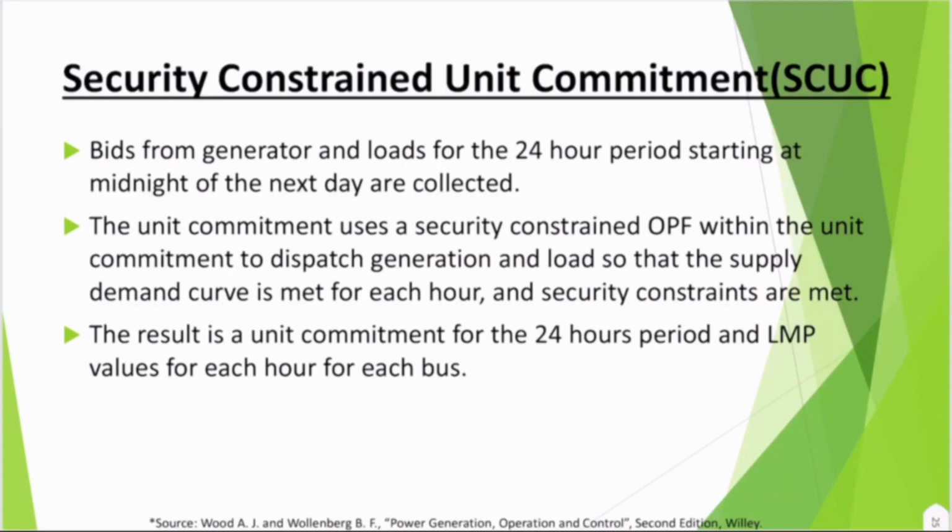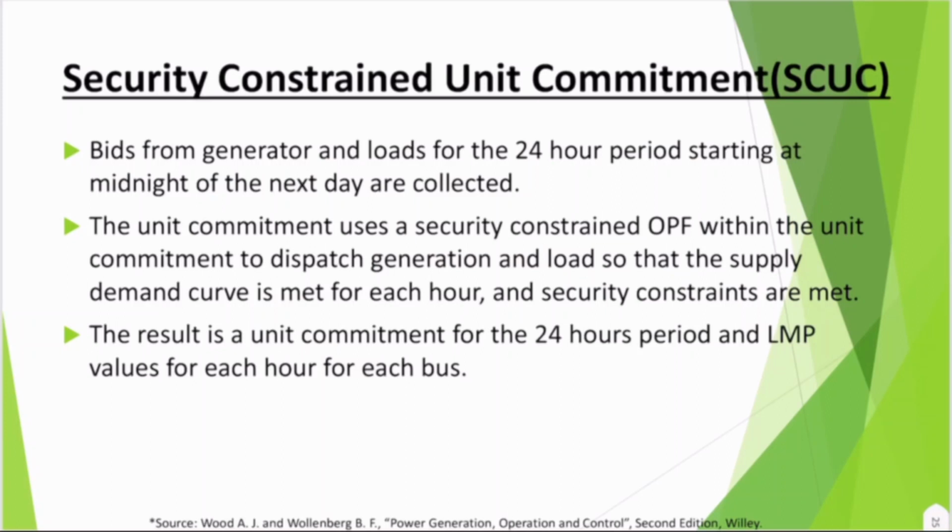There is one important concept known as security constraint unit commitment. That means you will be committing all your units for a day, for an example, 24 hours, but also you make the system secure. That means you are not violating any line limit or any device maximum or minimum limits. Now bids from the generators and loads for a 24 hour period starting at midnight of the next day are collected. The unit commitment uses a security constraint OPF within the unit commitment to dispatch generation and load so that the supply demand curve is met for each hour and the security constraints are met.